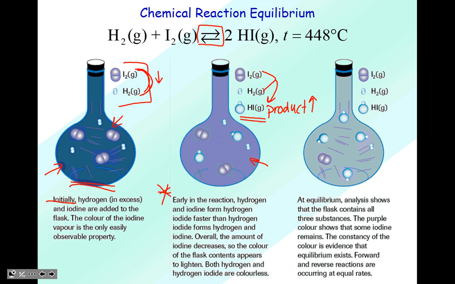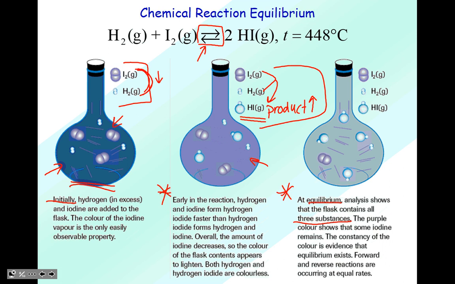So at some point, this stops in terms of only creating a product. At some point, you reach equilibrium where you have the double arrows, where remember it's happening at the same time and at the same rate. At equilibrium, analysis shows that the flask contains all three substances, okay? And now at equilibrium, the concentrations of the substances remain constant. They don't increase or decrease, they're constant. However, they're still going back and forth between reactants and products.